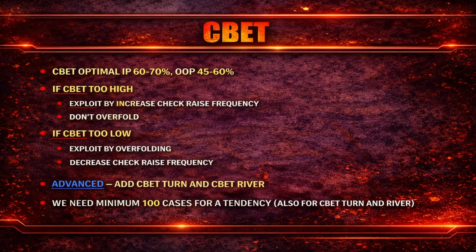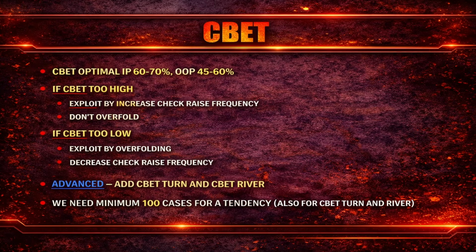Solid regs Cbet optimally in position around 60 to 70%. Out of position 45 to 60%. If somebody Cbets too much, we can exploit by increasing our check raise frequency, and we need to make sure not to overfold by realizing the minimum defense frequency. If the Cbet stat is too low, we need to exploit by overfolding to the Cbet. Also, we need to decrease our check raise frequency, not to value-town ourselves.